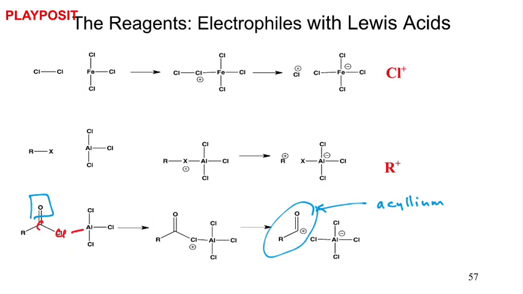It's the acylium ion. Acylia. I'll be here all week. And it's extra special because you can actually get resonance stabilization of the carbocation.